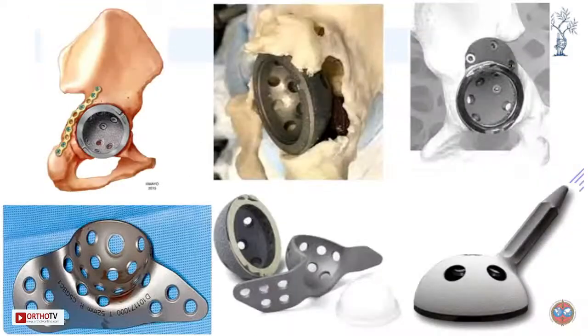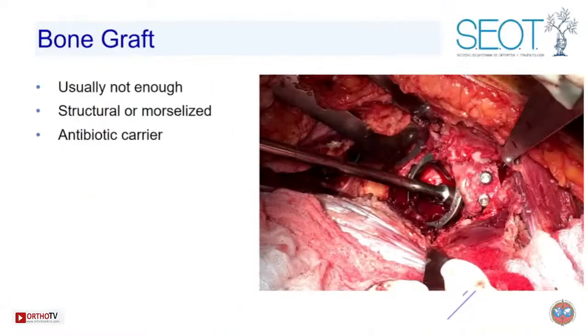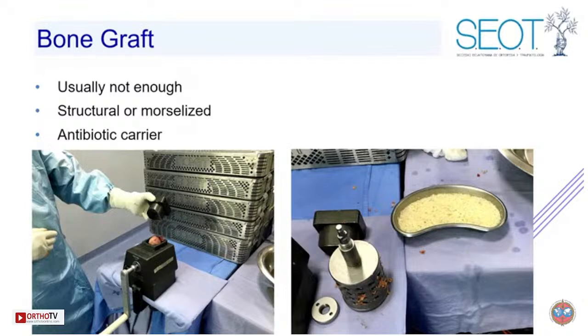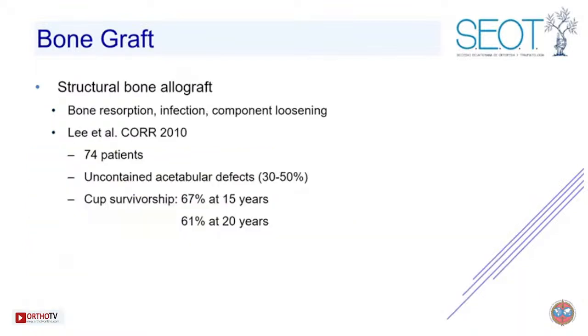There are several options to deal with type 3 acetabular defects. For example, bone graft usually is not enough by itself. It can be structural or morcellized, and it also can be mixed with antibiotic in order to prevent infections or to treat current infections. In the past, we used a lot of structural bone allograft, but right now we are using it less because of problems like bone resorption, infection, and component loosening.